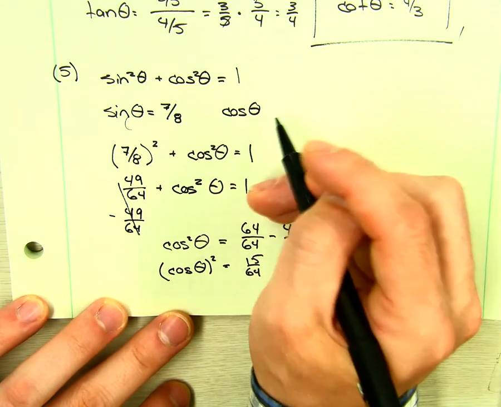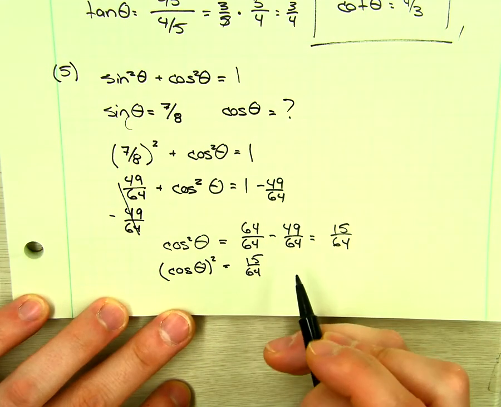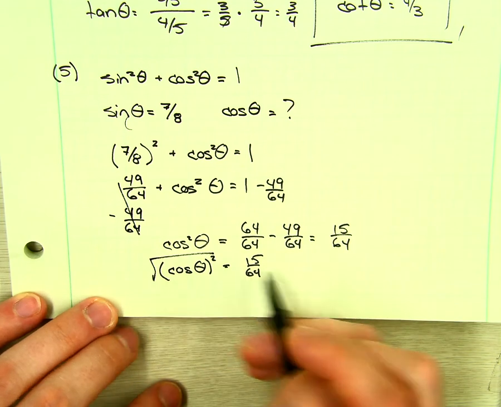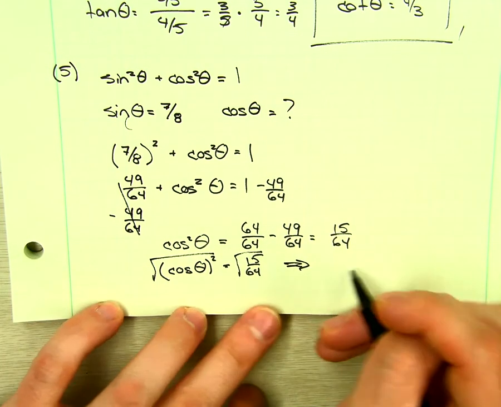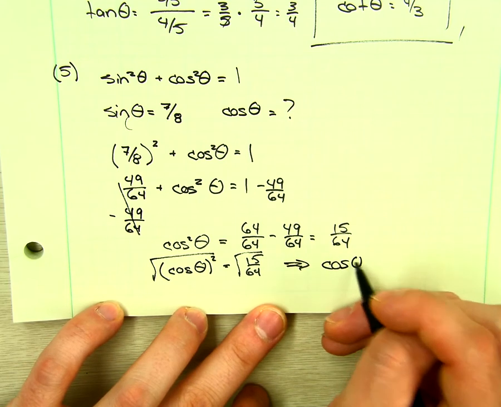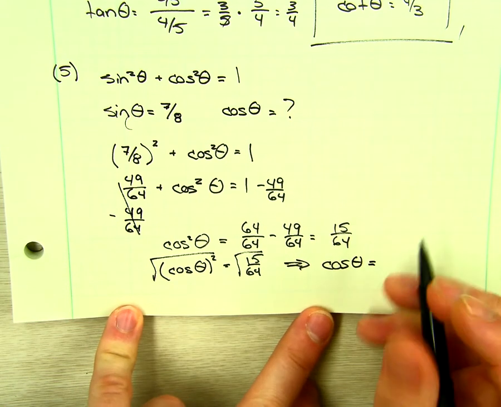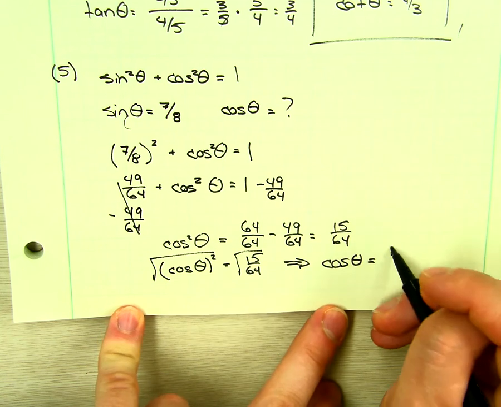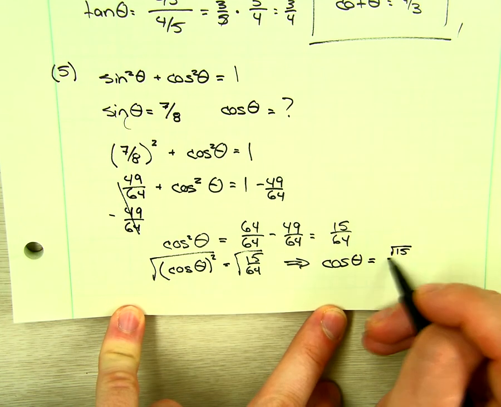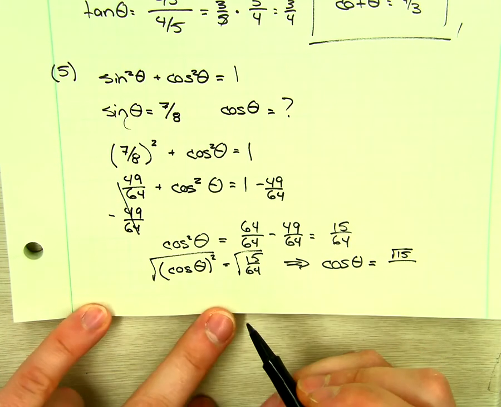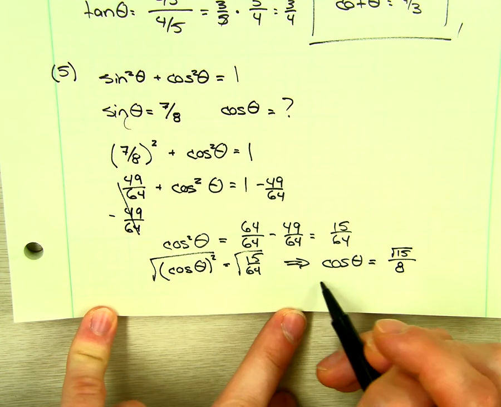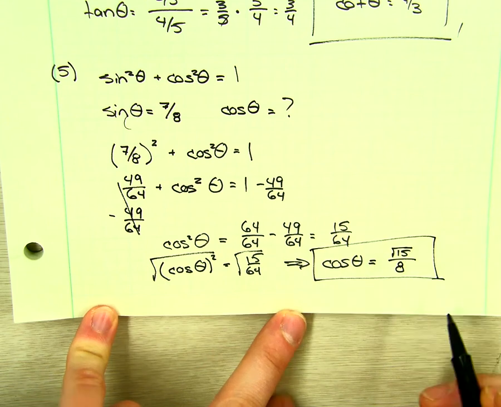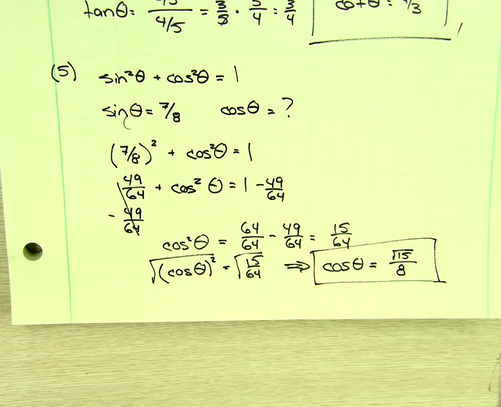Now, because I'm trying to solve for cosine of theta, I need to just take the square root of both sides, and I end up with the cosine of theta is going to be equal to, now the top I'm going to write as root 15. The bottom, because it's the square root of 64, I can just write as 8. So the cosine of theta is going to be equal to the square root of 15 divided by 8.